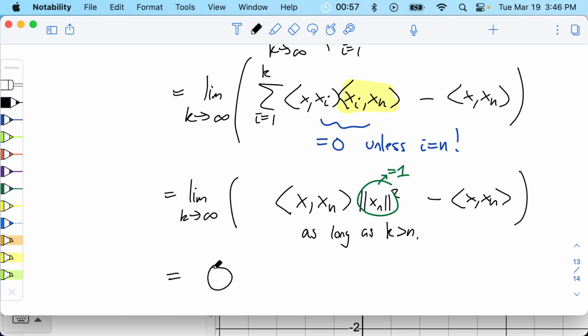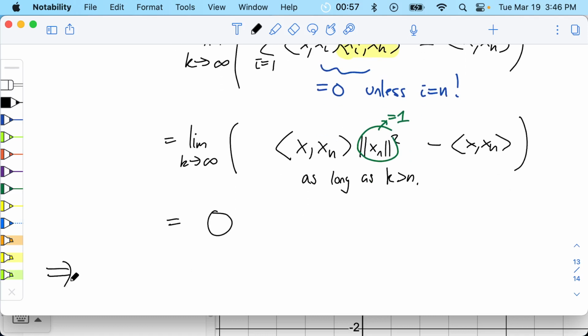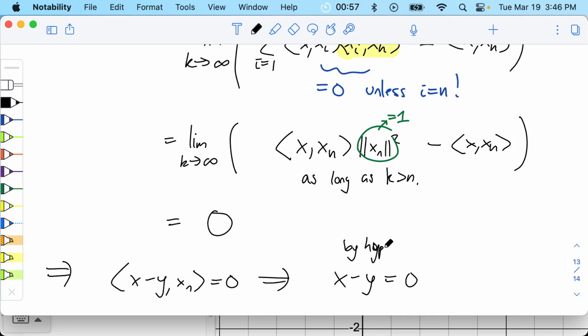The limit is 0. And because the limit is 0, that means the original inner product we were looking at is 0, and therefore the inner product of y minus x with xn equals 0, and therefore y minus x is the 0 vector by hypothesis, and therefore x equals y. Okay.